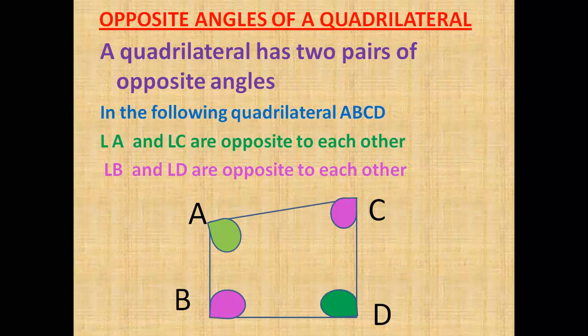Opposite angles of a quadrilateral. So how many angles does a quadrilateral have? A quadrilateral has four angles. Out of the four angles of a quadrilateral, the two angles which do not have a common arm are called opposite angles. Take for example this quadrilateral ABCD. If you see, angle A and angle D are called opposite angles. Same way angle B and angle C are called opposite angles. So a quadrilateral has two pairs of opposite angles.